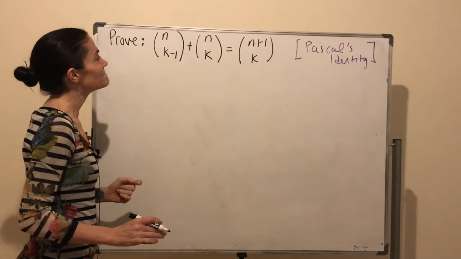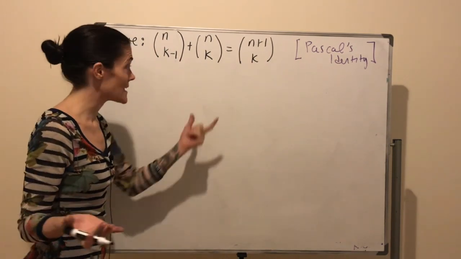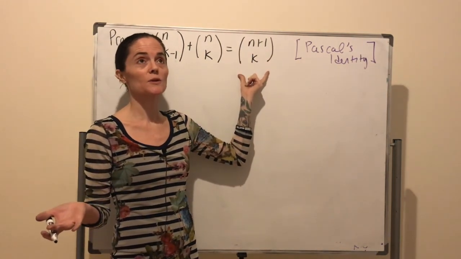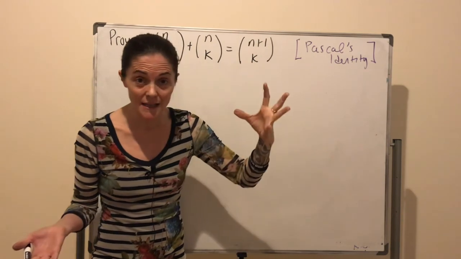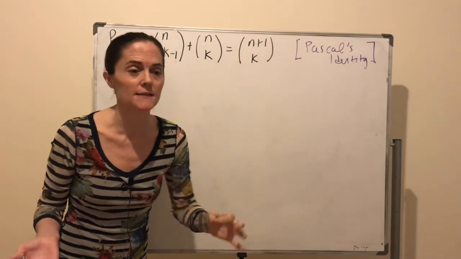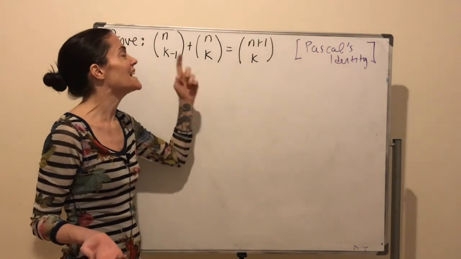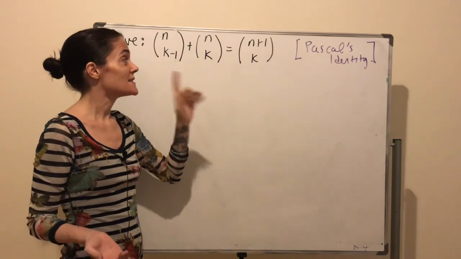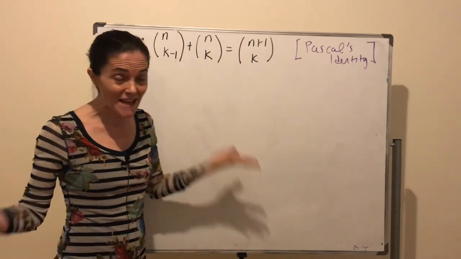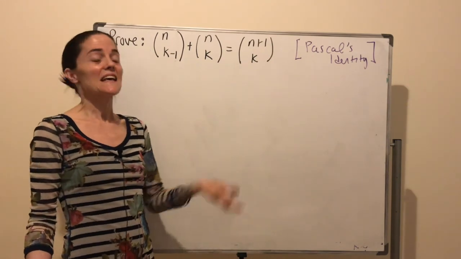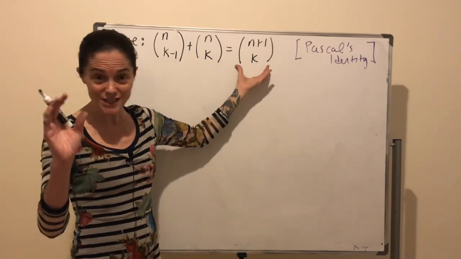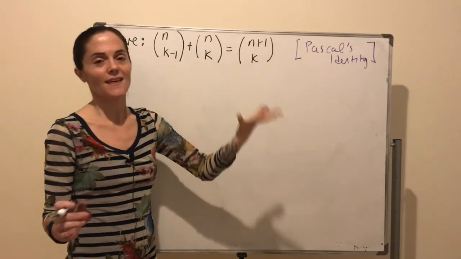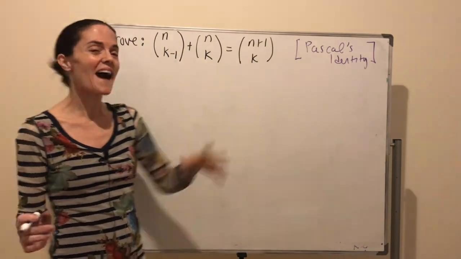Now, when I see a single binomial coefficient on one side of a combinatorial identity, immediately I think I'm counting subsets, because I know n plus 1 choose k is the number of k element subsets of a set with n plus 1 elements. So this is why this is a good strategy for you too. If you see a single binomial coefficient, think subsets somehow.